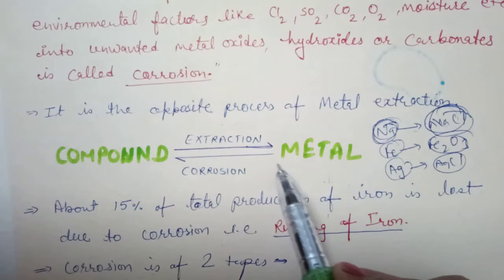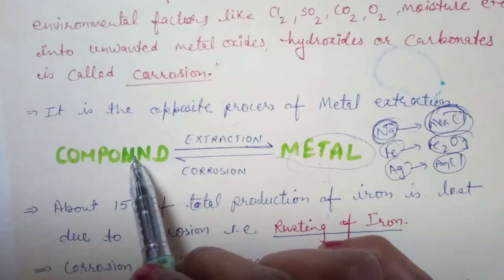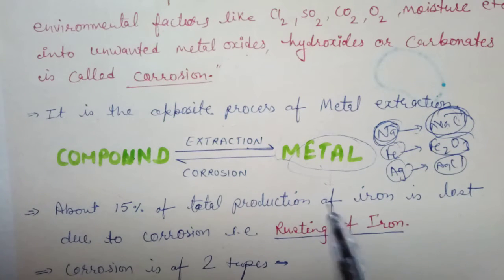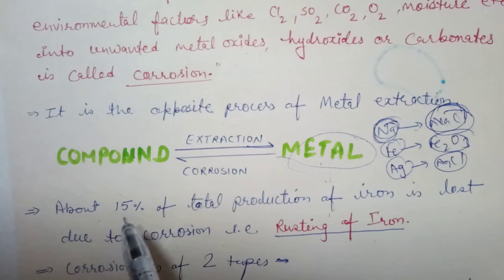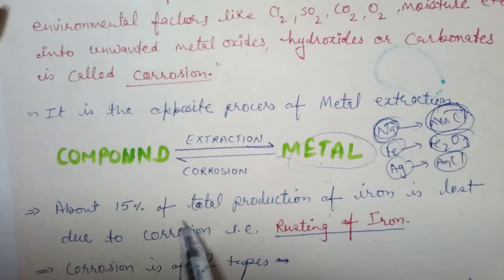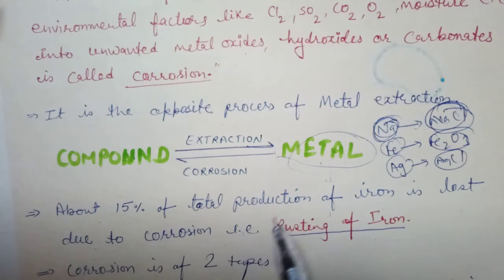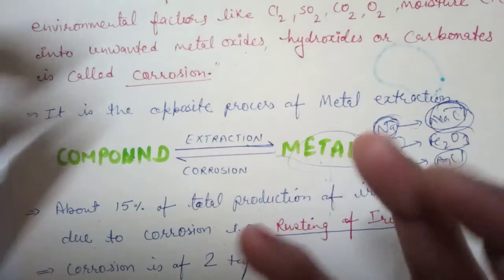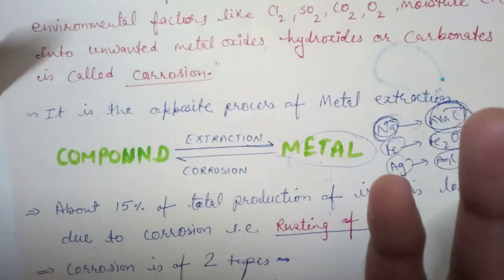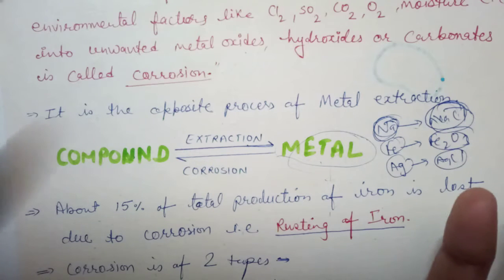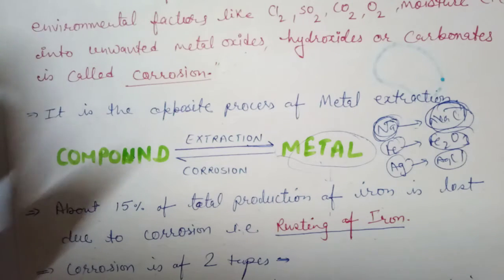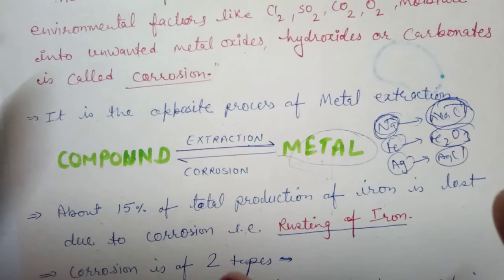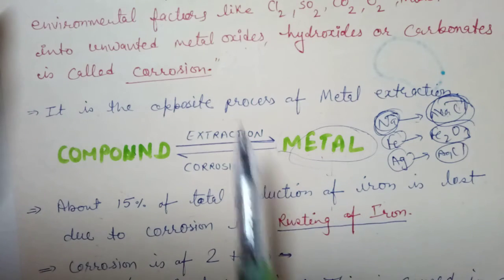But in corrosion, the pure metal is converted into a compound like an oxide, hydroxide or carbonate. The example of this is the rusting of iron. We know that about 15% of the total production of iron in the world is lost due to corrosion. As we have seen on rainy days, when there is a lot of moisture in the atmosphere or rain, water collects on the iron objects we use in our homes or on waste iron articles, and we see that some reddish brown powder is deposited on the surface. That reddish brown powder is the rust of iron. So we will take the example of rusting of iron.